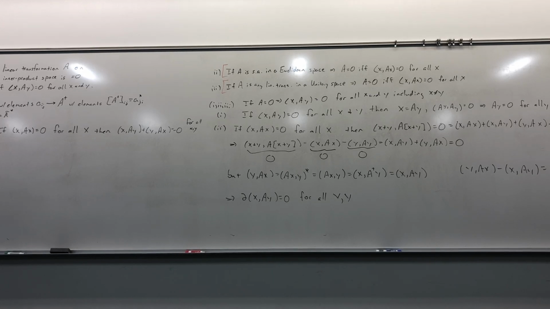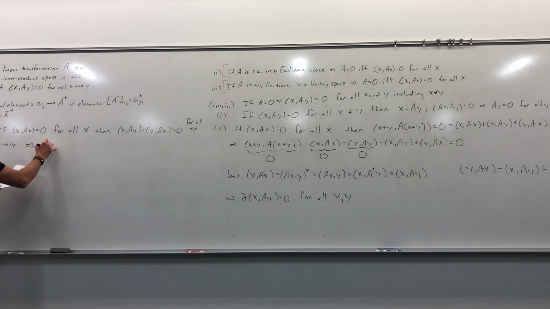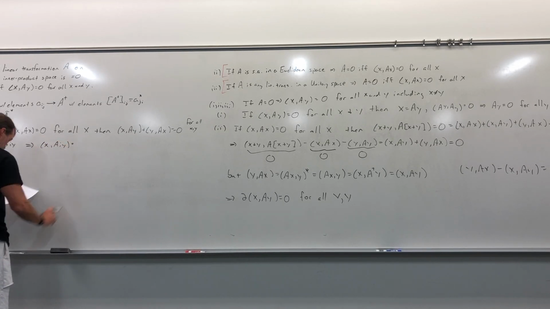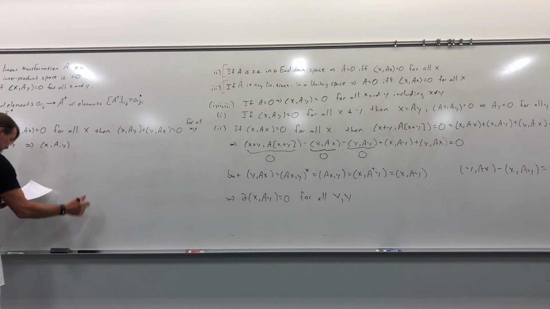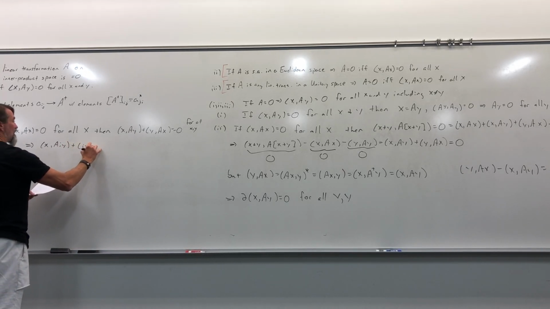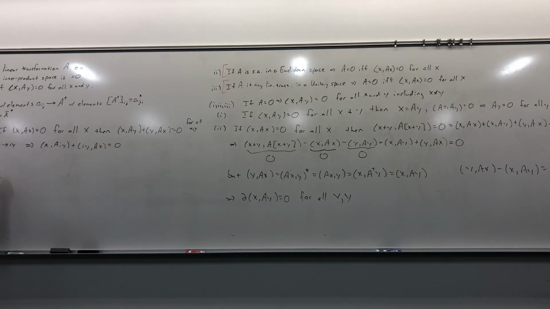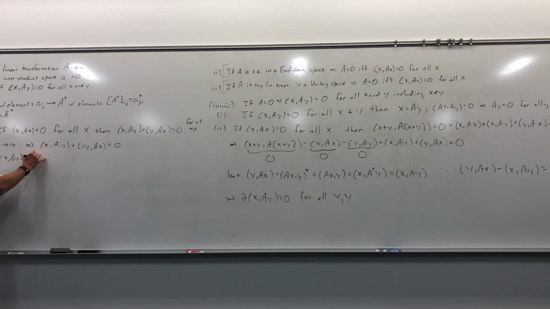Now, since things can be imaginary in this case, let's take y to be iy. Then this becomes xA iy plus iyAx equals 0 for all x and y. And then, of course, recall that alpha x, beta y is alpha star beta xy. You only complex conjugate a constant multiplying the first term in the inner product, not the second one.